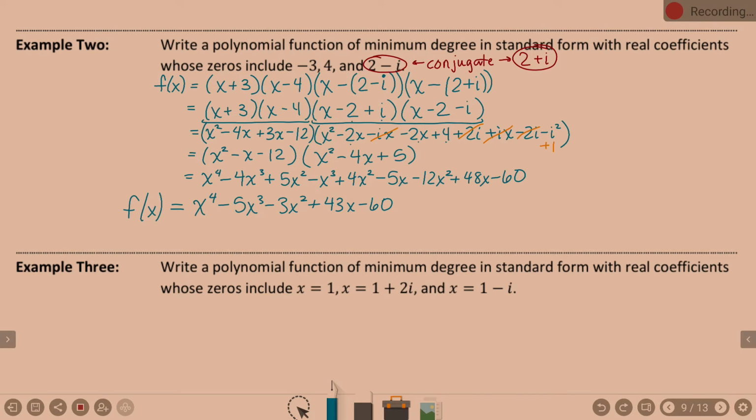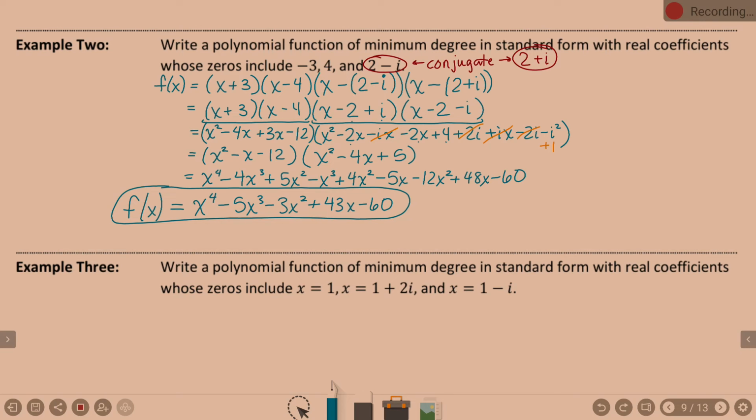Okay, guys. Did you get what I got? X to the fourth, minus 4x cubed and minus x cubed is minus 5x cubed. 5x squared plus 4x squared is 9x squared, minus 12x squared is negative 3x squared. Minus 5x plus 48x is 43x, and then minus 60. That's all we do? Just that little itty bitty problem. I think PhotoMath would actually do that. Not on a test, it won't.